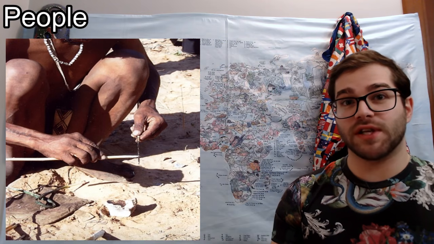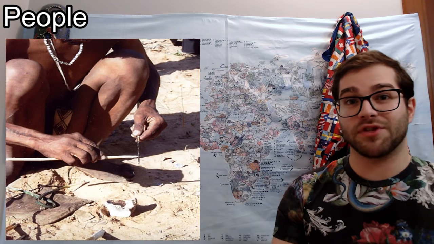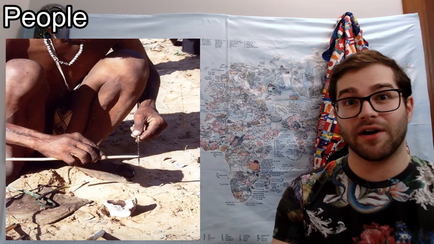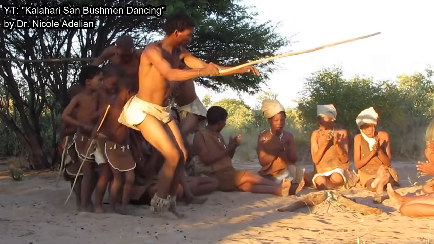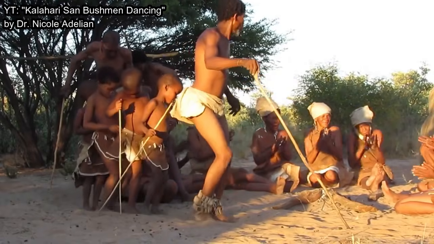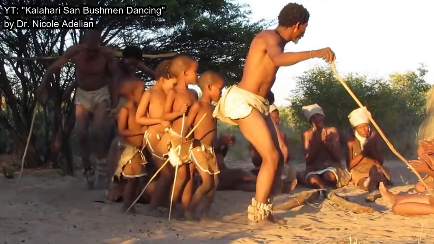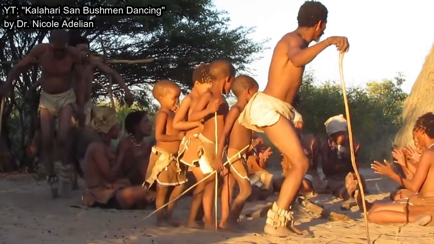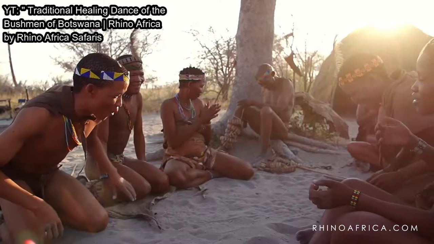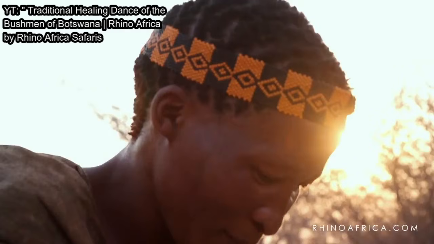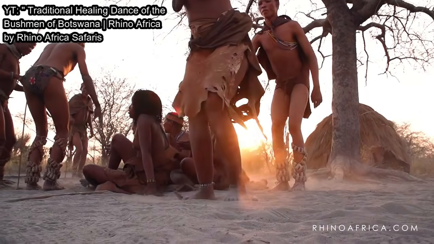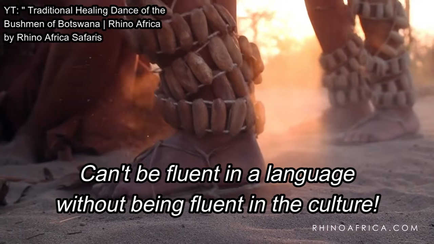They use spears as well as bows and arrows, sometimes with poison gathered from beetle larvae. Leisure is very important in these societies, and they have a lot of very complex ritual dances, music, games, cave paintings, and a myriad of cultural activities, which you would have to learn if you ever wanted to become fluent in the language. Can't be fluent in the language without being fluent in the culture.